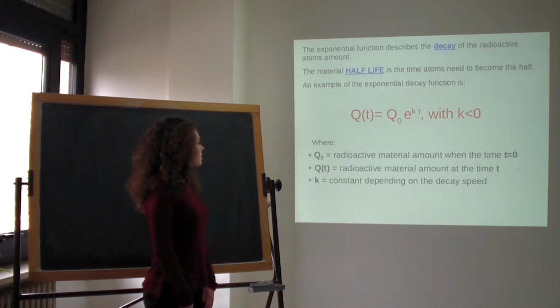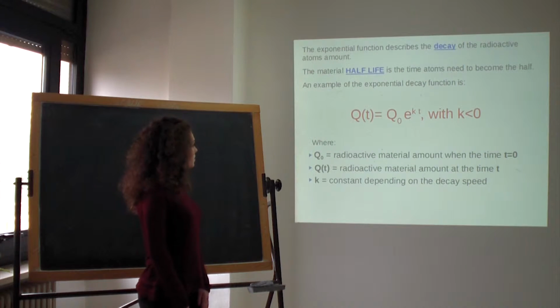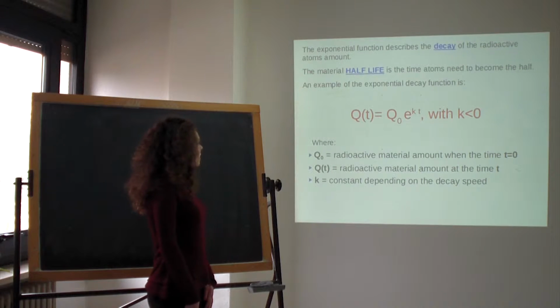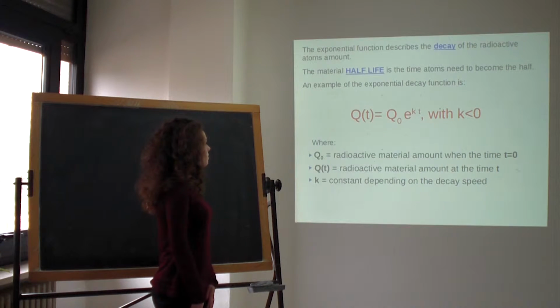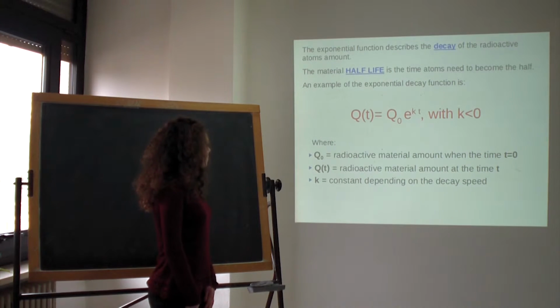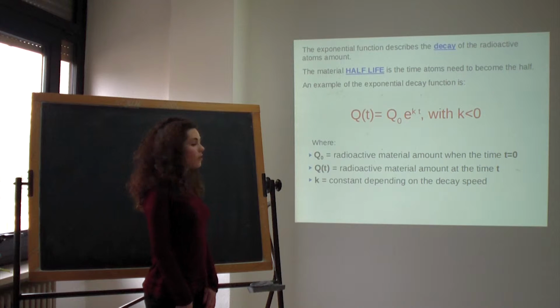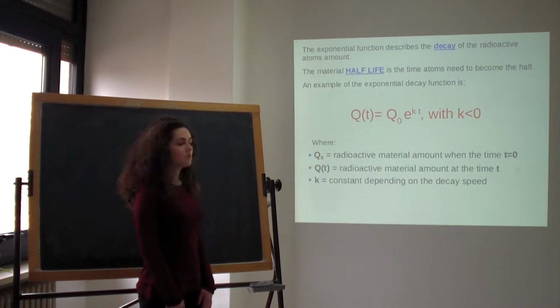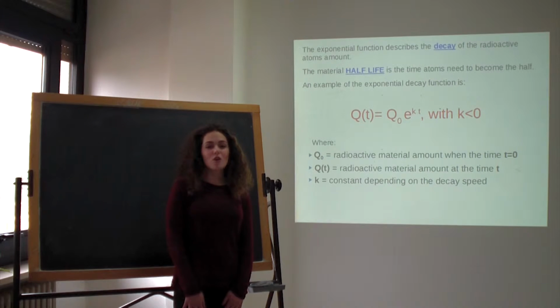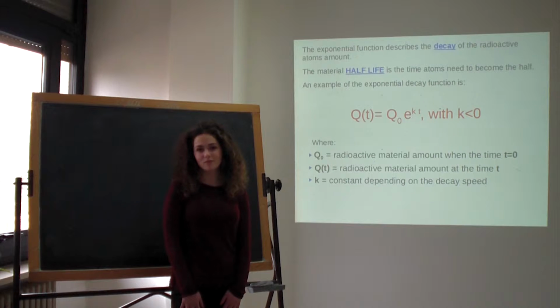We know that Q0 is the radioactive material amount when the time is 0, and that Qt is the radioactive material amount at the time t. And we know that k is the constant depending on the decay speed. And now Laura is going to show you an example of this formula.